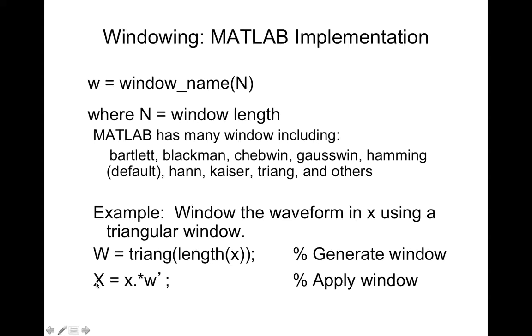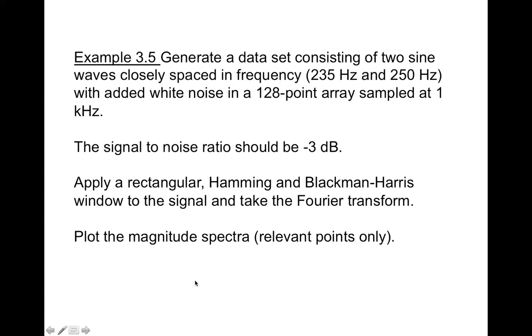And we can apply that window by multiplying. Actually, this one creates the window based on the length of x, and this one actually multiplies the window by the data set. So as an example, let's generate a data set that has two sine waves that are fairly closely spaced in frequency at 235 and 250 Hertz. Let's add some white noise, put that in a 128 point array and sample it at 1 kilohertz and create the signal to noise ratio to be minus 3 dB.